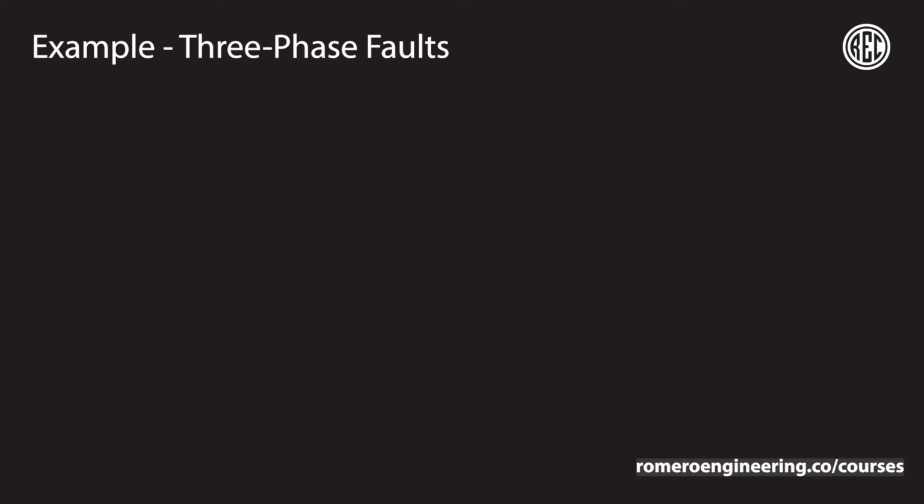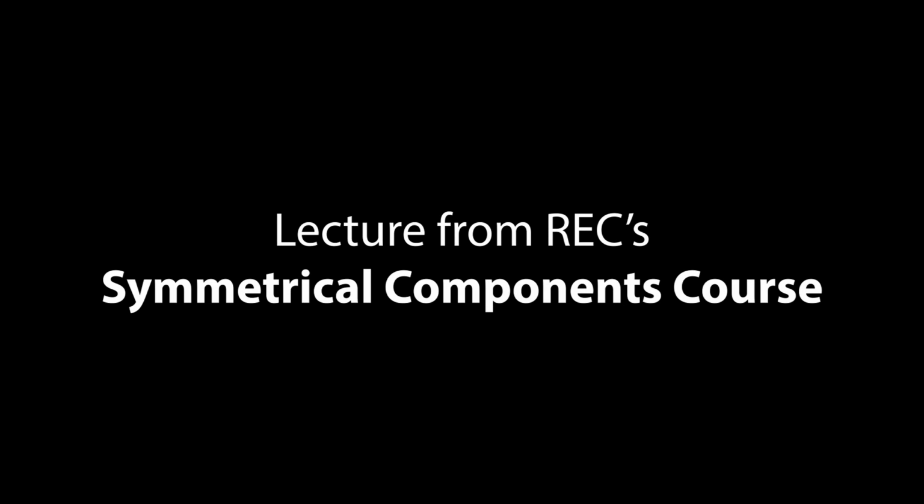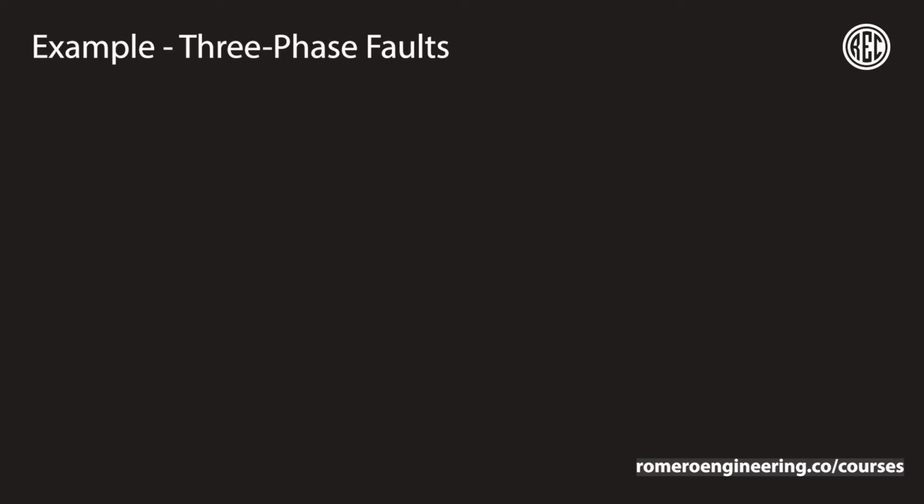All right, so let's take a look at a practical example on how we can calculate fault currents for a power system. The power system that we're going to be using is going to look like this. So we have a source. This right here is going to be my system, or the source in other words.